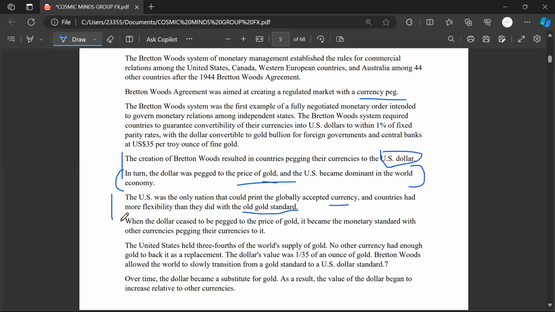Now, when the dollar ceased to be pegged to gold, there was another story that came up, and I don't want to go into it. I think I covered that in this episode, and I wrote it somewhere, so you can look at that. So it got to a time that the dollar ceased to be pegged to the price of gold. It became the monetary standard, with other currencies pegging their currencies to it.